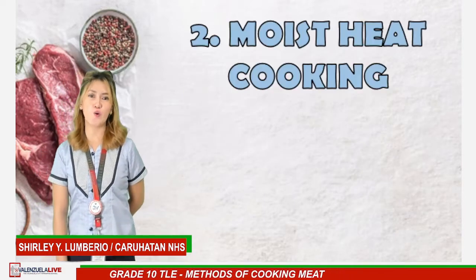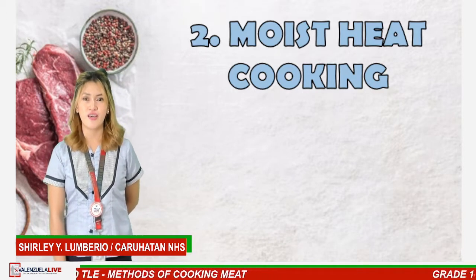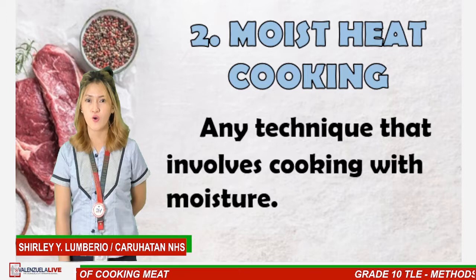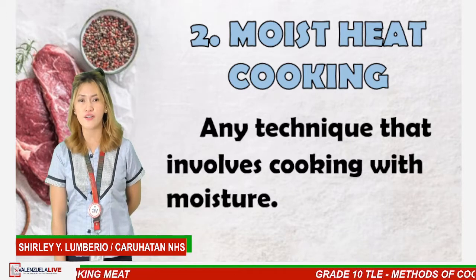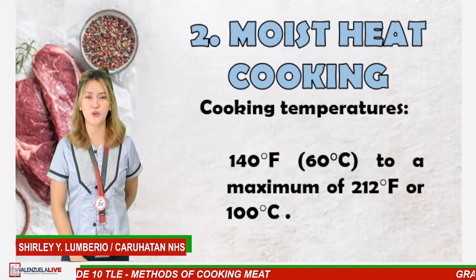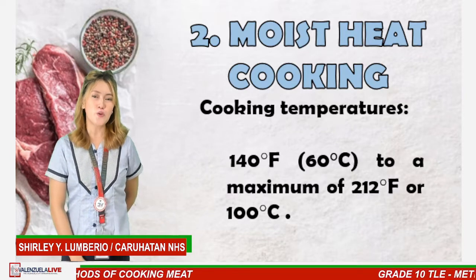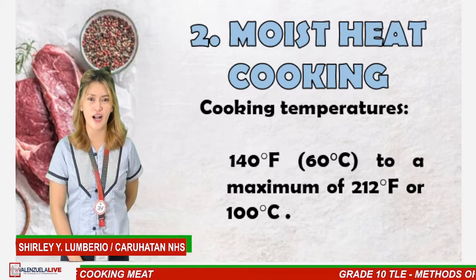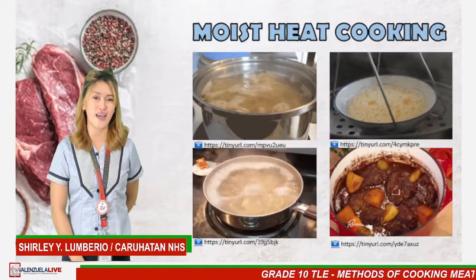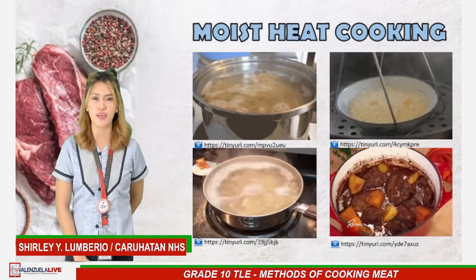Let us now proceed to another method of cooking meat, the moist heat cooking. It is any technique that involves cooking with moisture, whether it's steam, water, stock, wine, or some other liquid. Cooking temperatures are much lower, anywhere from 140 degrees Fahrenheit to a maximum of 212 degrees Fahrenheit or 100 degrees Celsius, because water doesn't get any hotter than that. What are the example methods of moist heat cooking?